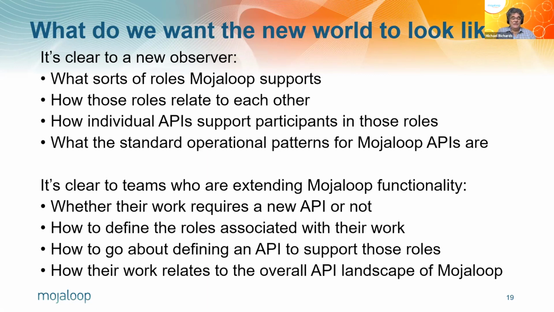Now, as far as the teams go, teams will need to understand clearly whether or not their work requires a new API, how to define the roles associated with their work, how to go about defining an API to support those roles, i.e. what best practices apply in this area, and how their API relates to the overall landscape of Mojaloop.